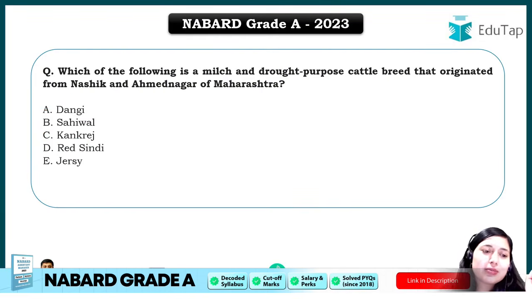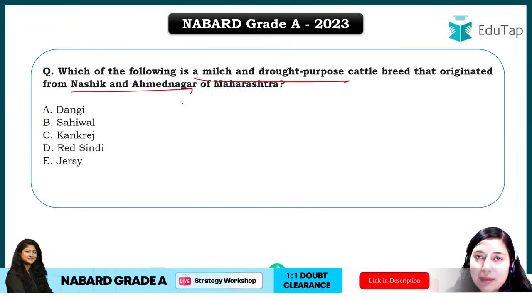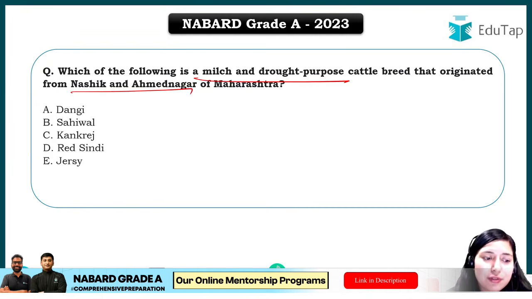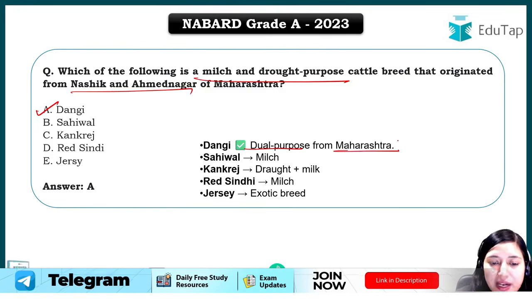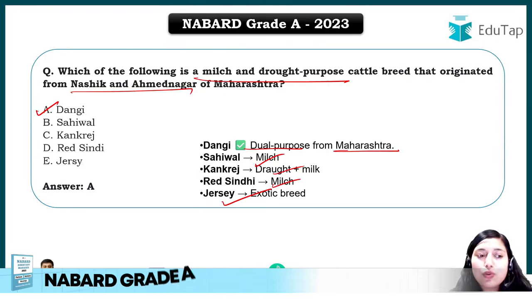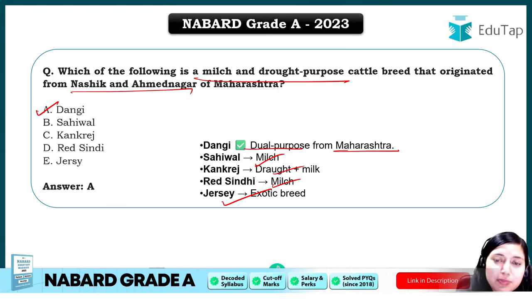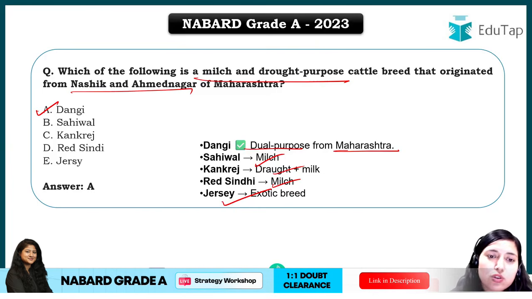Next question is again from animal husbandry. Which of the following is a milch and draught purpose cattle that has originated from Nasik, Ahmednagar of Maharashtra? So options are given to you, and from these options the right answer will be A, that is Dangi. Okay, Dangi basically is a dual purpose breed from Maharashtra, while Sahiwal is a milk purpose breed. Kankrej is again a dual purpose but not from Maharashtra. Red Sindhi is milk purpose, and Jersey is your exotic breed. Clear? So now you have to learn different breeds, your different types of breed under your milk purpose, draught purpose, and dual purpose, also their origin. Okay, so from there also questions have been asked.